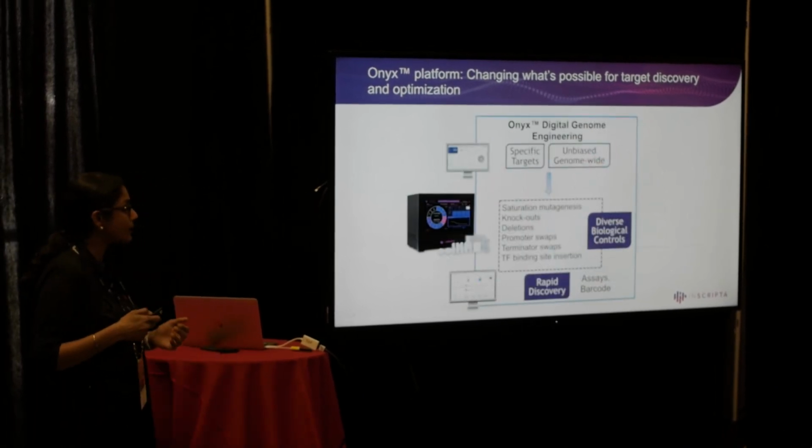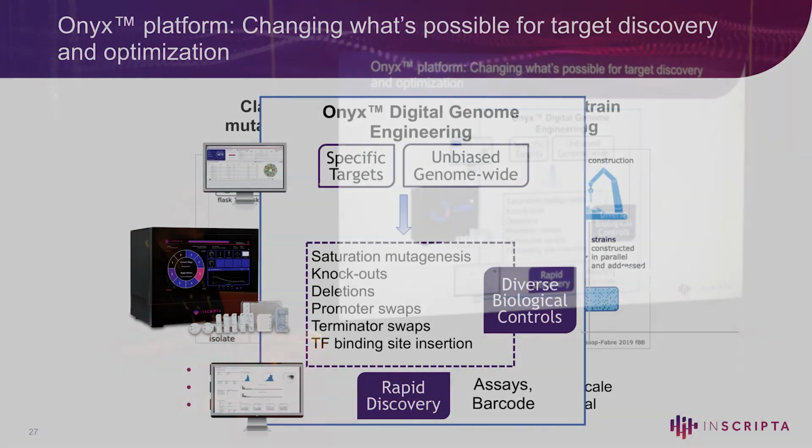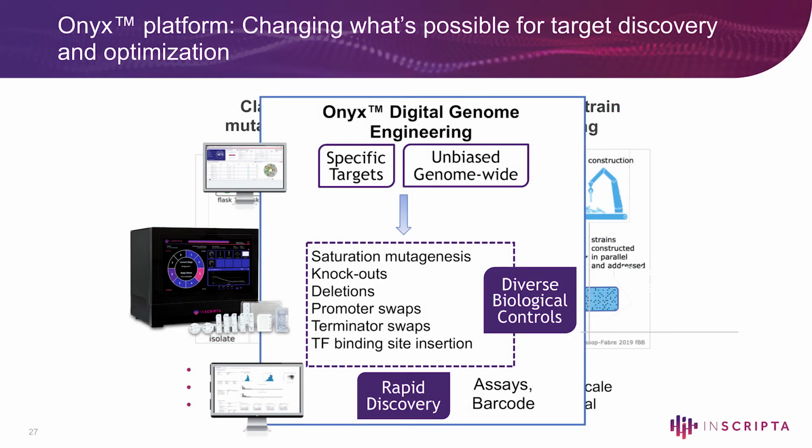So that is why when it comes to the Onyx platform, we have to think differently. We should not be restricting ourselves to specific targets. You could do specific targets if you have a clear specific hypothesis you want to test, but you could also do completely unbiased genome-wide approaches. It also gives you the ability to turn so many different biological controls like saturation mutagenesis, knockouts, transcription factor binding site insertion, terminator swaps, promoter swaps. You can do a wide variety of things here. And finally, as I said before, what is important is not just generating the diversity and phenotyping, but also linking the genotype and phenotype together. And we have very rapid discovery processes with the assays and the barcodes that I explained before.